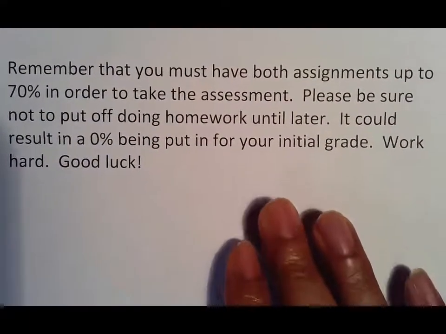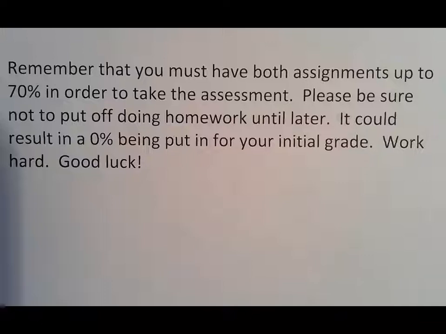Remember that you have to have both of these assignments up to 70% to take the assessment. Please be sure not to put off doing your homework until later. It could result in a 0% grade being put in for your initial assignment there. So work hard. Also, I think I put it on one of my future worksheets because I wrote those out already. Remember that 90% on homework opens up the pretest for you. So if you can get up to a 70, you might as well work your way up to a 90 also, but you have to do that by test day.